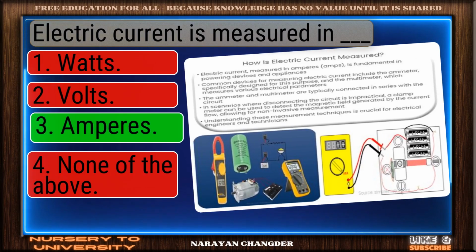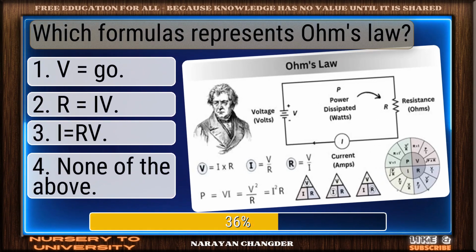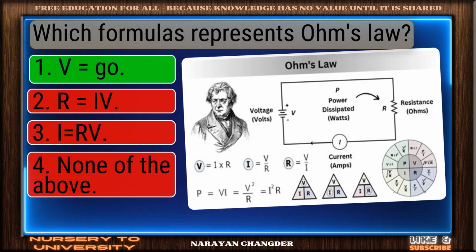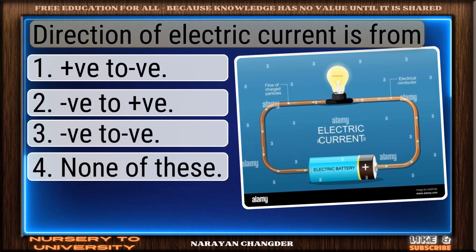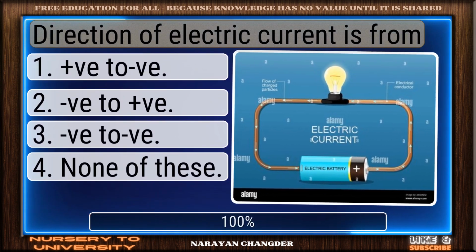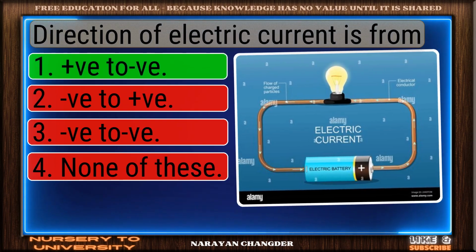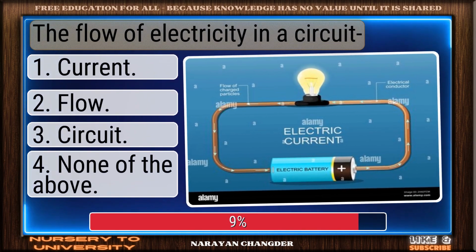You got it. Amperes fits. Which formula represents Ohm's law? Sharp thinking. V equals I R is right. Direction of electric current is from. Well picked. Plus to minus is correct. The flow of electricity in a circuit.